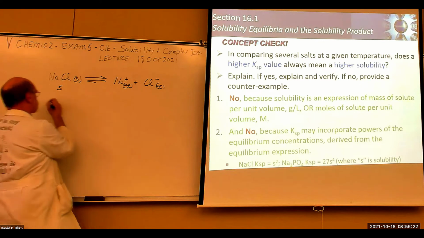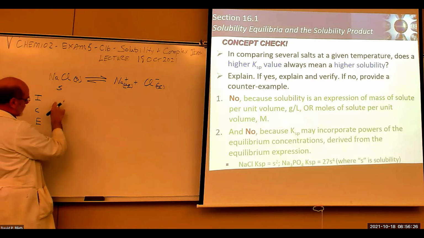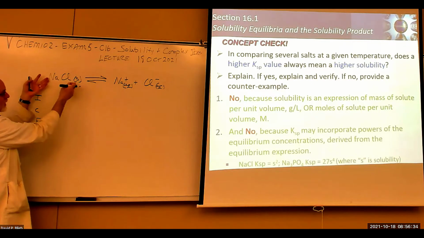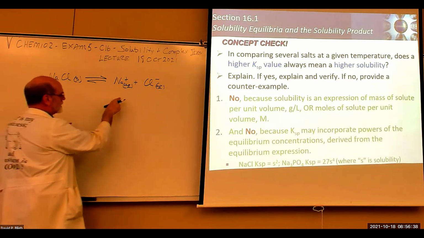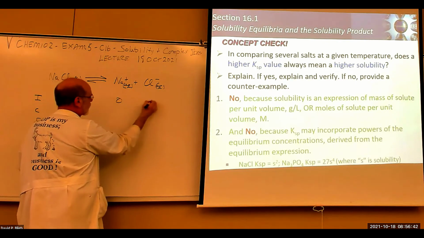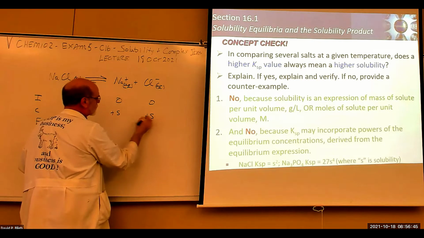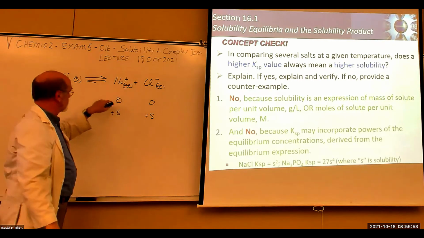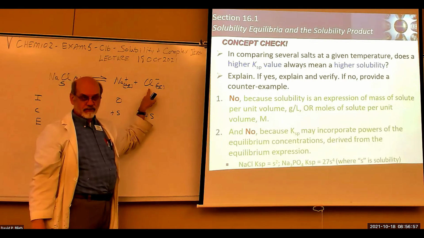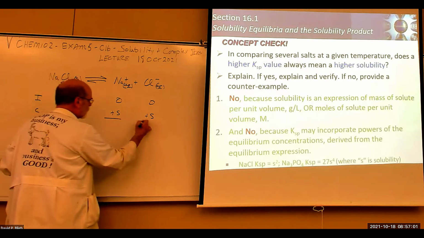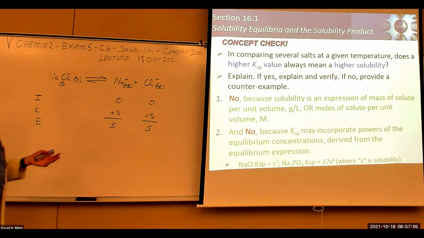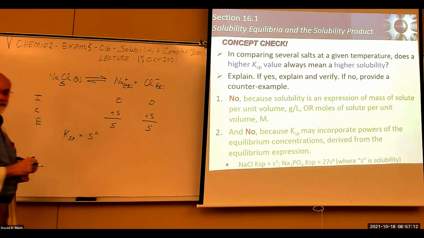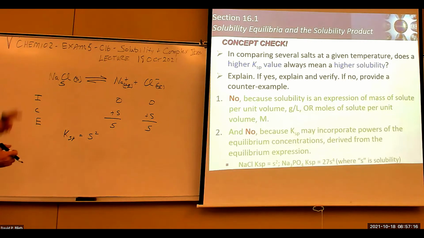If some of this goes into solution, let's use the ICE table. We start off at nothing here because that's solid. It doesn't have a term. But we end up over here starting off with 0, and then we end up with equal amounts from the solubility of that one. So we've got plus S and a plus S. If 1 mole of this goes into solution, 1 mole of that and 1 mole of that are both in solution. So our equilibrium expression has this and this in its terms, and that means the KSP is equal to S times S, which is S squared. That's a simple one.